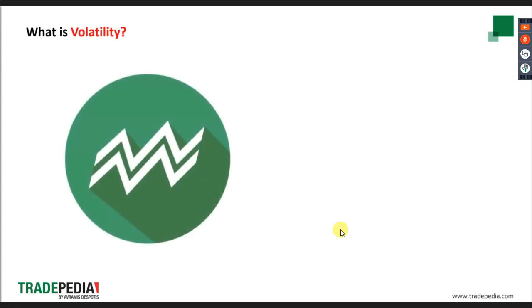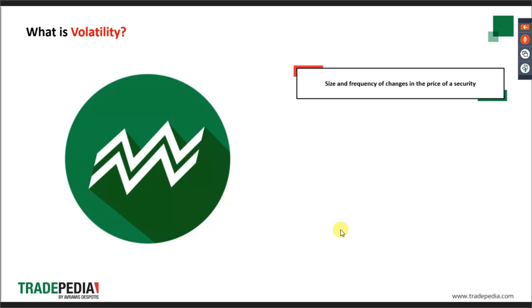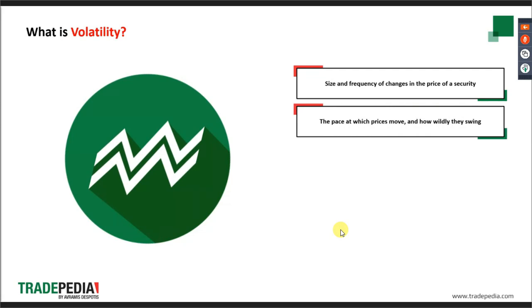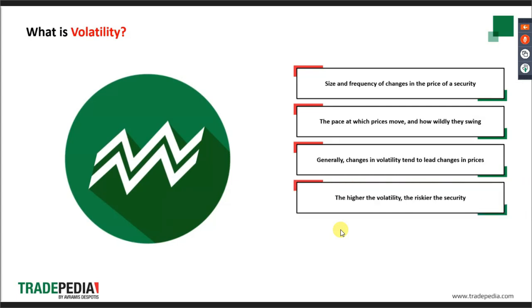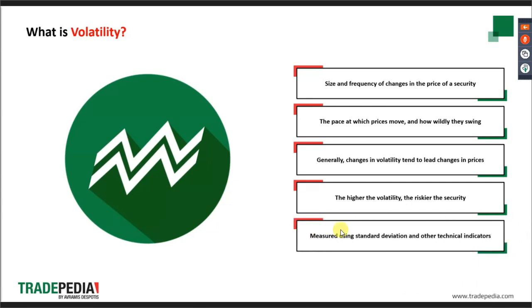Okay, so what is volatility? Volatility measures the size and frequency of changes in the price. So it is the pace at which the price moves and how wildly they swing. Generally, changes in volatility tend to lead to changes in price, which is what we like. So the higher the volatility, the riskier the security or the pair is. You can measure volatility by using standard deviation or other technical indicators which we'll be going through.